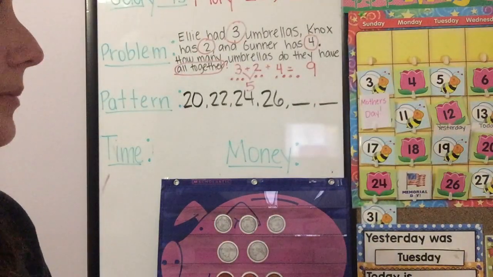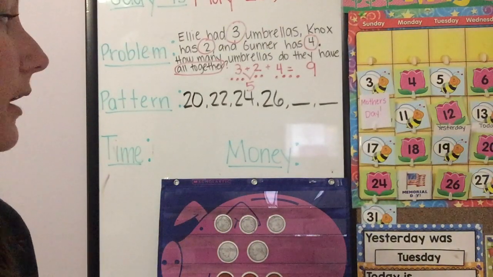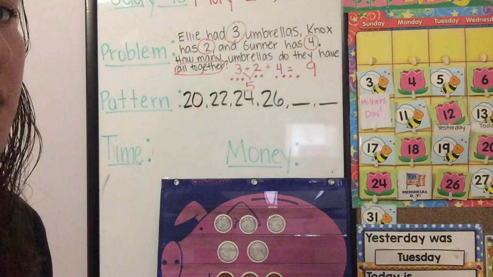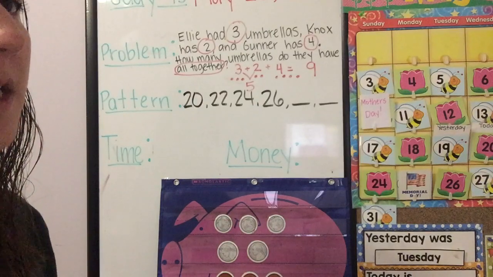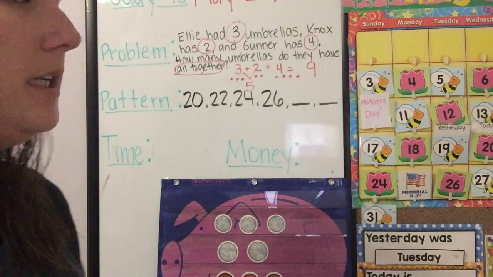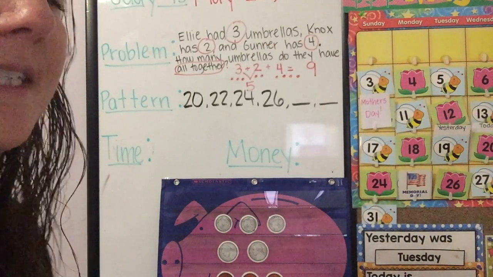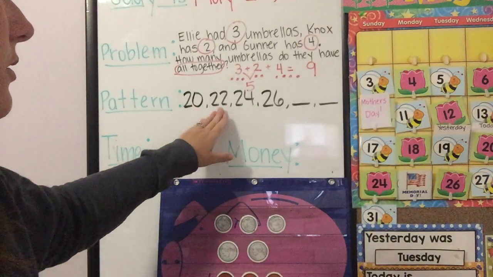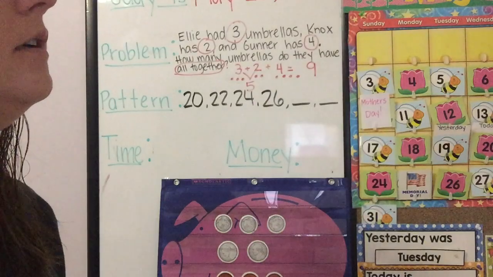So if it were repeating, we'd have the same thing over and over and over, and that's not happening, right? We have numbers, but each time it's a different number. So this is a growing pattern because things are changing. So we need to figure out how it's growing. So I'm going to read this one more time, and let's think about if we see any patterns in our numbers. 20, 22, 24, 26.